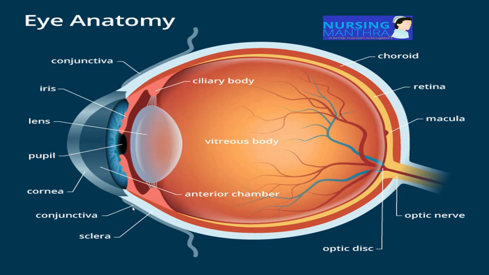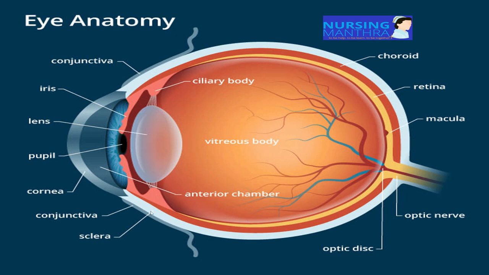Then there is conjunctiva. Conjunctiva is a transparent layer of tissue covering the front of the eye, including the sclera, and the inside of the eyelids. It keeps bacteria and foreign matter from getting behind the eye. Conjunctiva contains visible blood vessels.